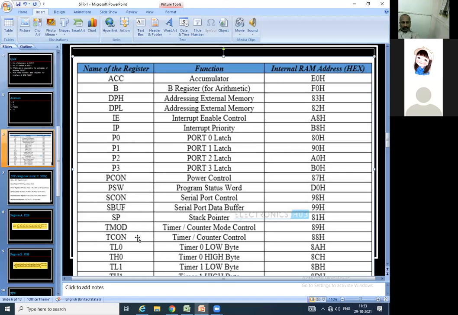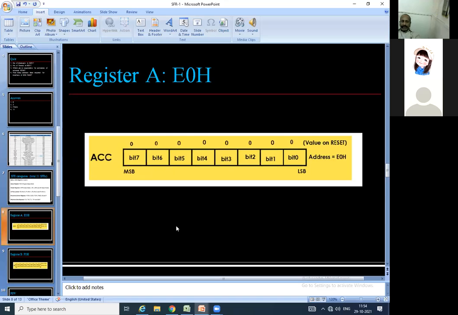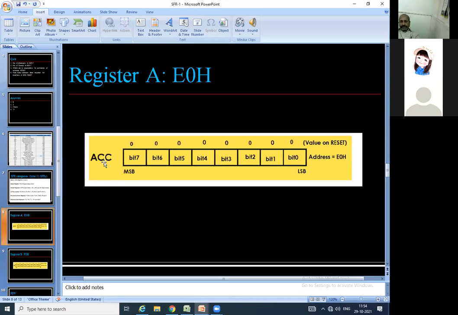Okay, so I hope you have gone through all the 21 SFRs. Then one by one, we will go through them. The first SFR that we have read is register A. So what is this register A? It is the accumulator. What is its address? E0. The size of this accumulator, as I told, is 8-bit. So what is the use of the accumulator?